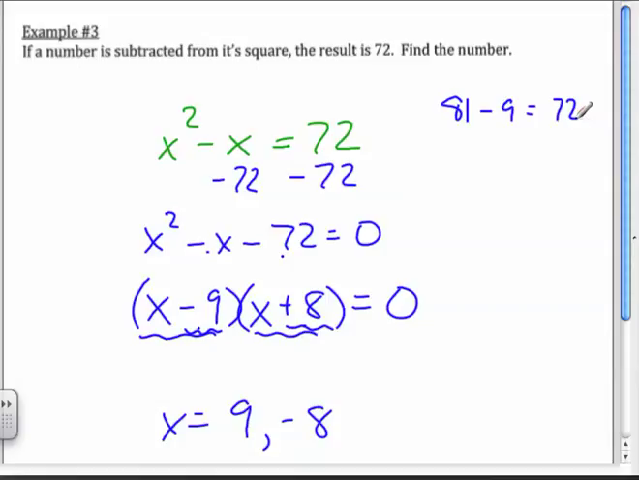Also, let's look at the other one, -8. If I square -8, what do I get? 64. And then I take away -8. I subtract -8. What do I get? 72, because that minus a negative makes it positive.